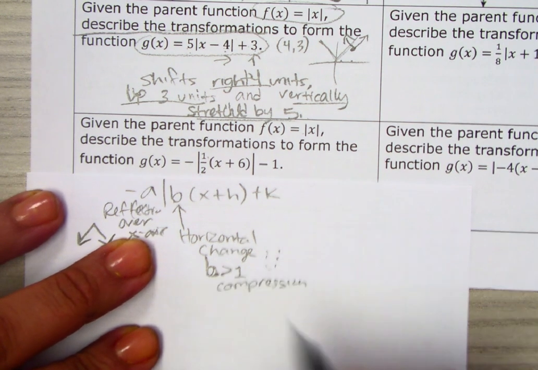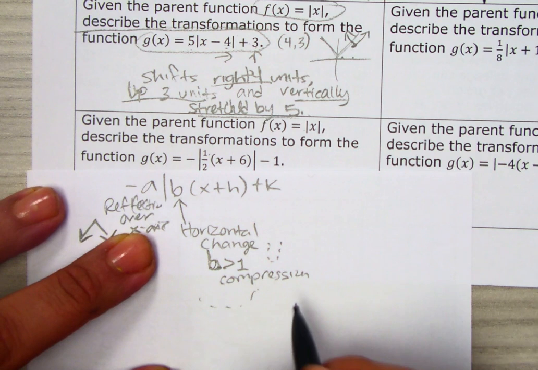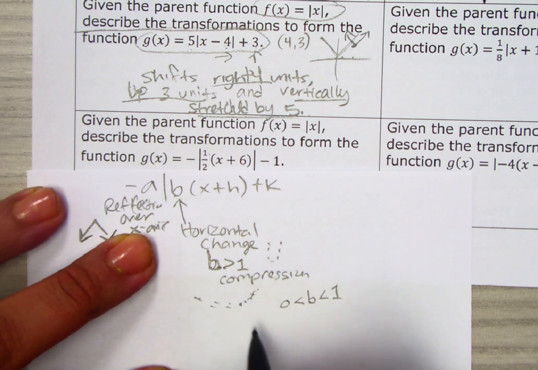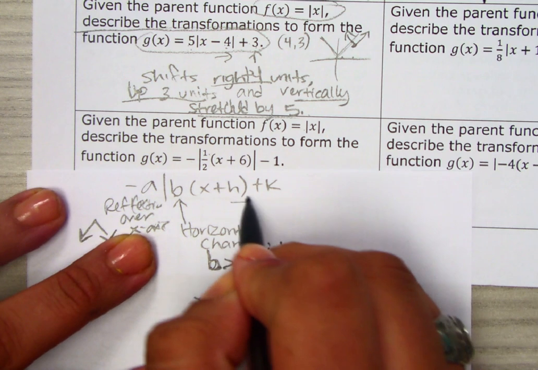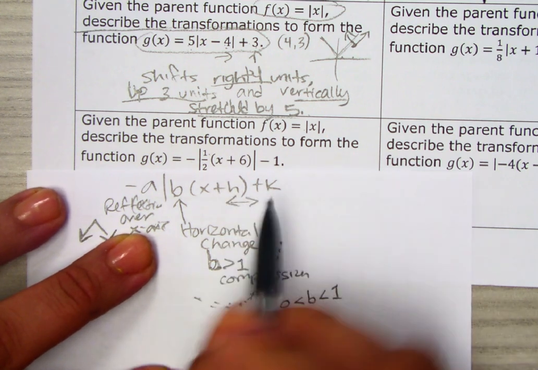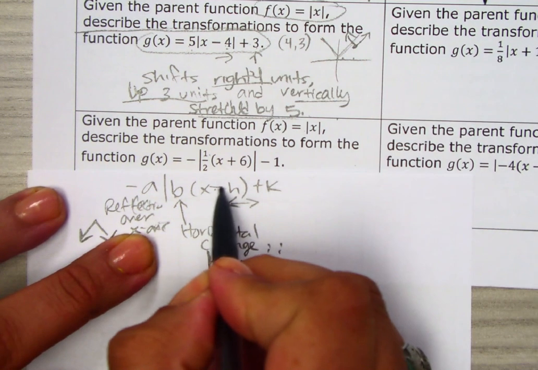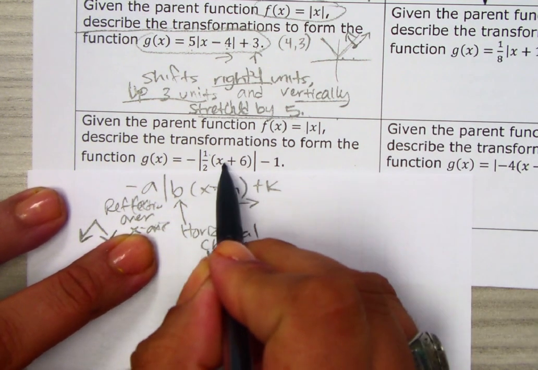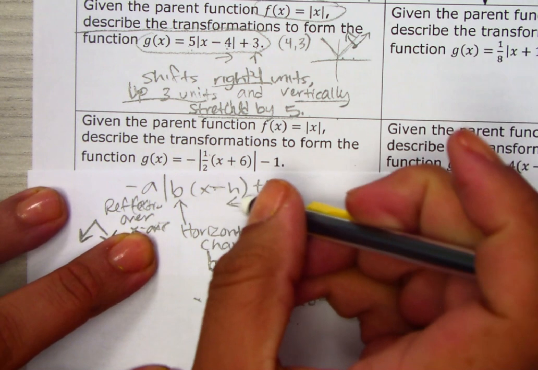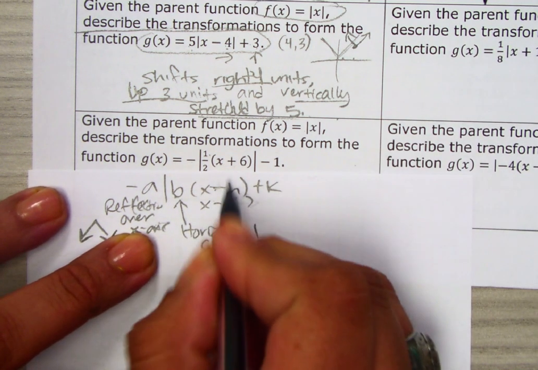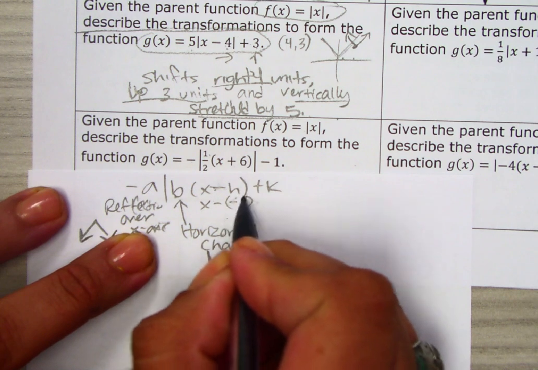We're making it wider, so we want it to be between 0 and 1. The description for that will be a horizontal stretch. For H and K, this should be X minus H, and this is saying X plus 6, so we need to interpret this as X minus a number that will make it plus 6, so that will be a negative 6.